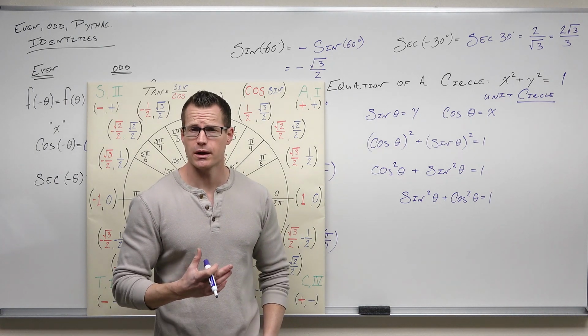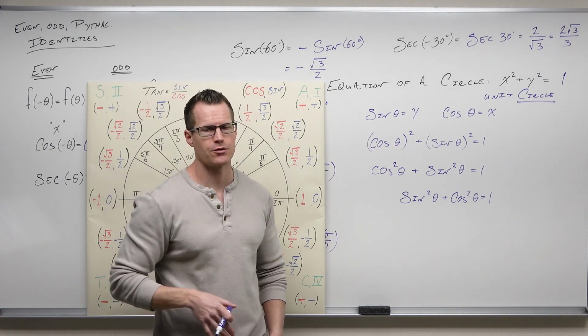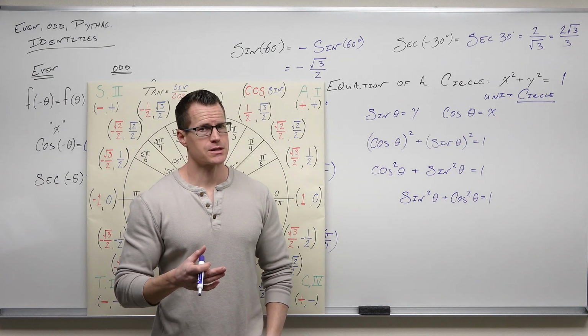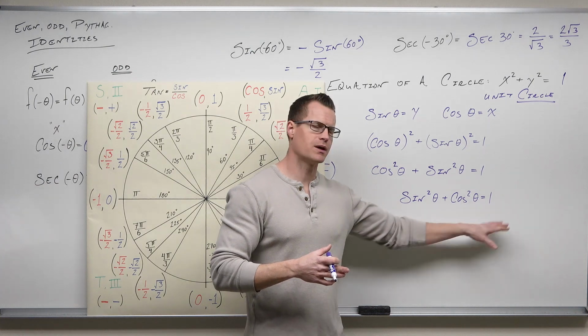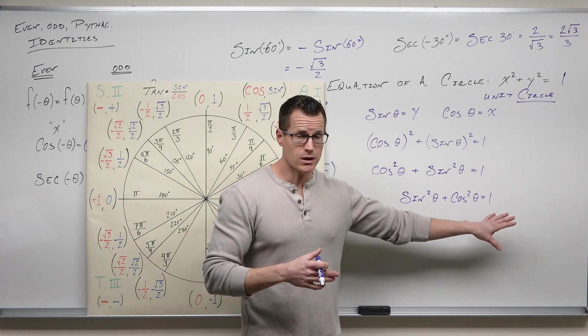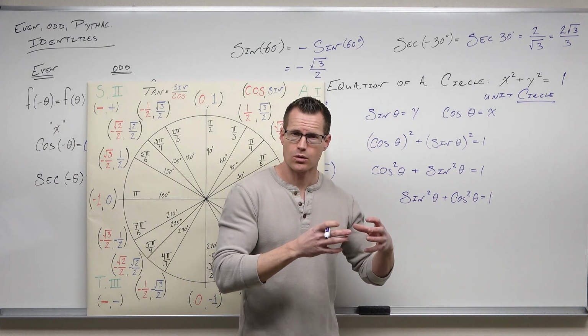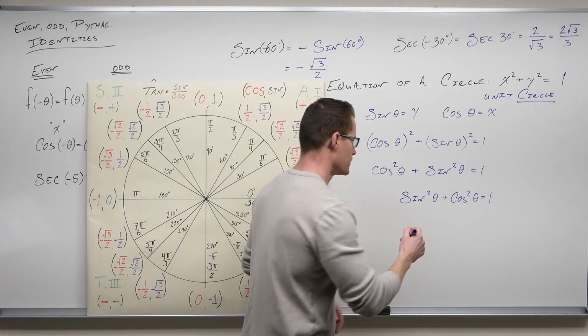Now there are some corollaries to it. Corollaries means follows directly from this. Things like this. Could you say, hey, subtract cosine squared theta from both sides? Yeah, you really could. And this would be just like a corollary of the Pythagorean identity here.